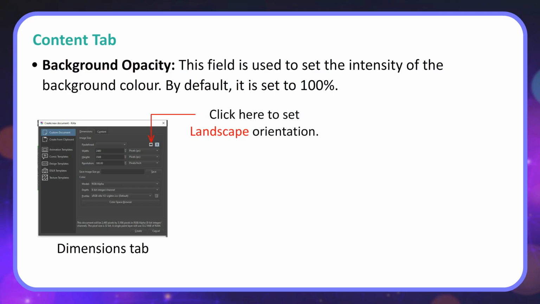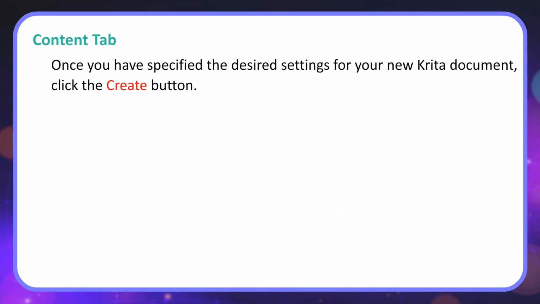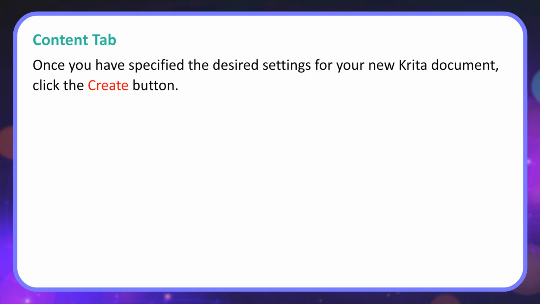Dimensions tab. Click here to set landscape orientation. Click here to set portrait orientation. Content tab. Once you have specified the desired settings for your new Krita document, click the Create button.